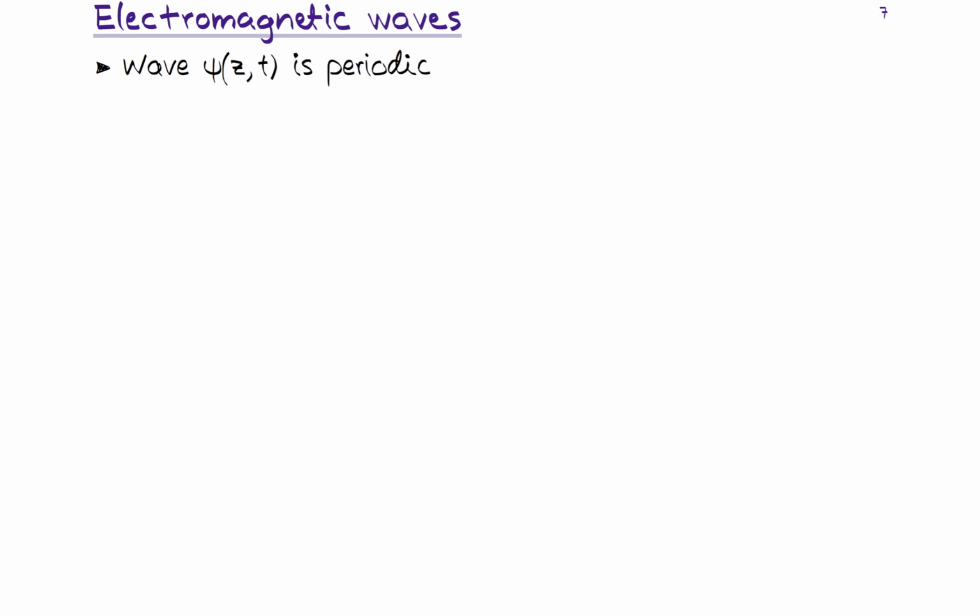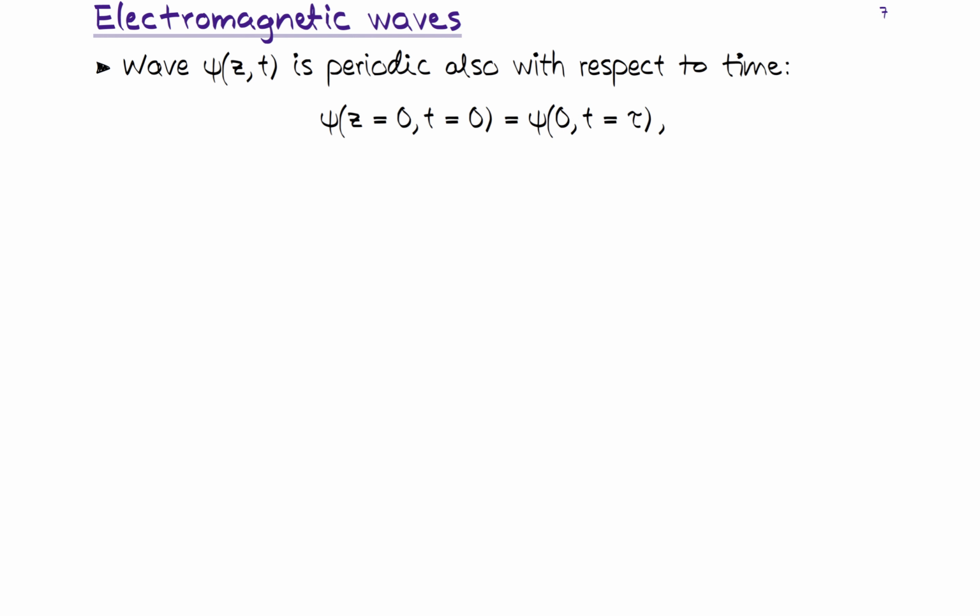Now, as I promised, this is a time harmonic wave. So the wave psi is also periodic with respect to time. What this means is we just repeat the same kind of math we just did to discover the wavelength. So now we take the psi at the location of z equals 0, and we lock the time to be t equals 0. And now we are looking for the first time the wave is equal to the original wave. So at time equals tau, the equality holds, and this tau corresponds to the period of the wave.